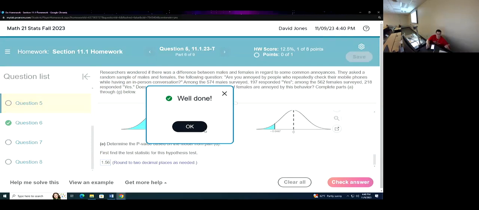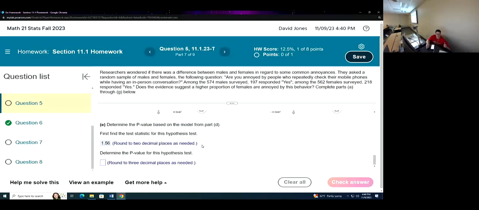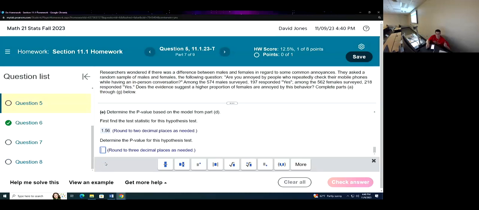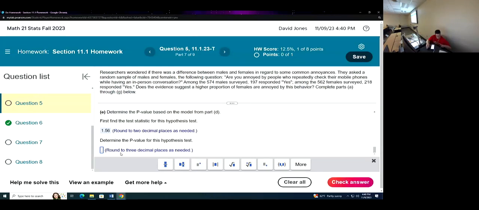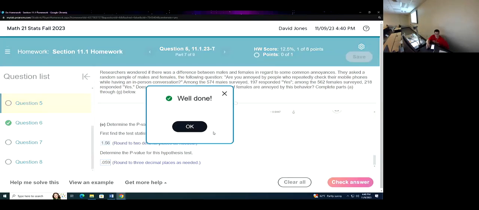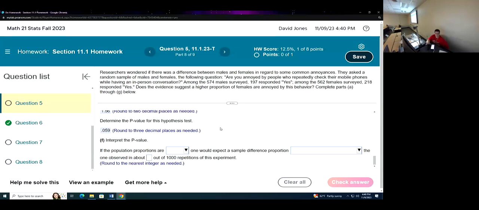They deliberately make this confusing. Oh, round to 3 decimal places now. 0.059. How annoying. Interpret the p-value.